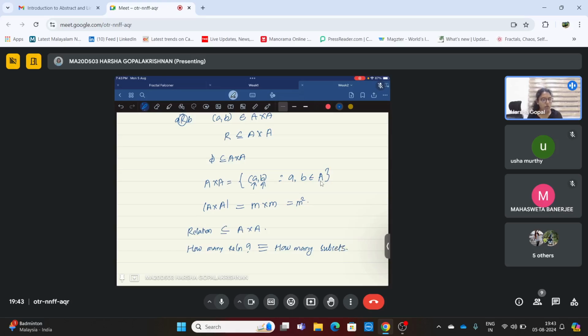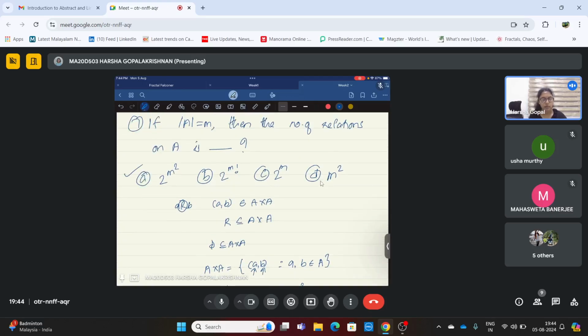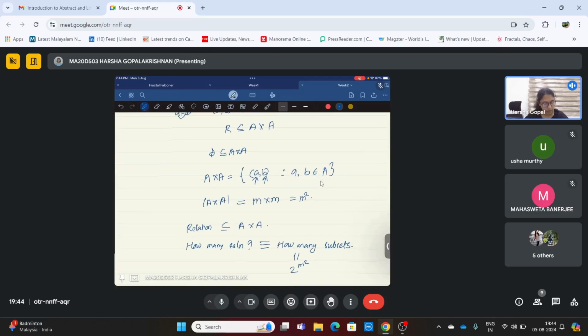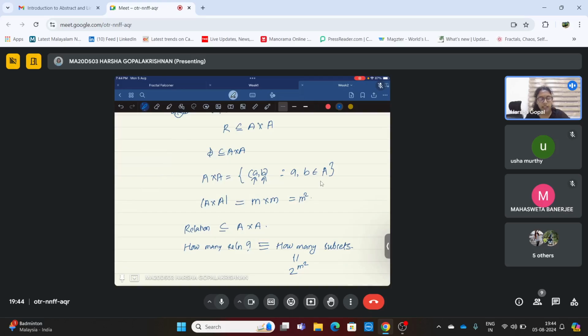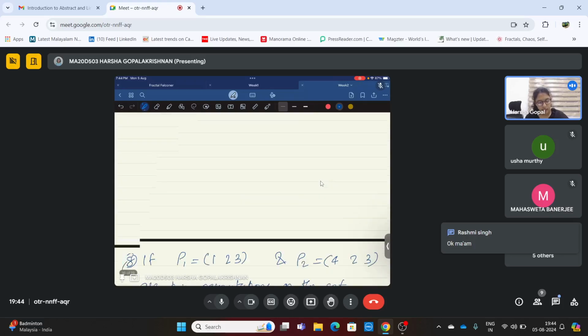For a set of cardinality n, what is the number of subsets, or the number of elements in the power set? It is 2 power n. Here A cross A has m square elements. So this is equal to 2 power m square. So option A is the correct answer. Is that clear for everyone? How we are getting the 2 power m square? This is the number of relations on the set A.